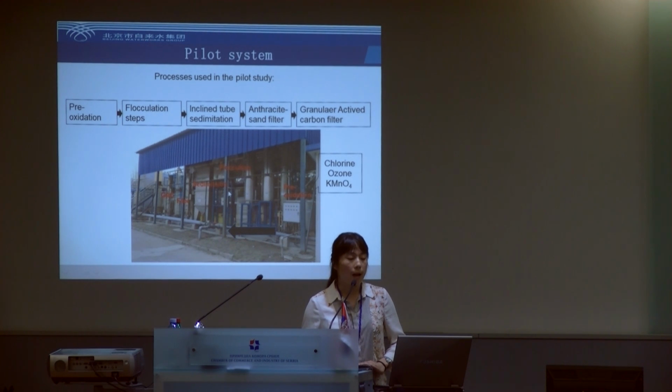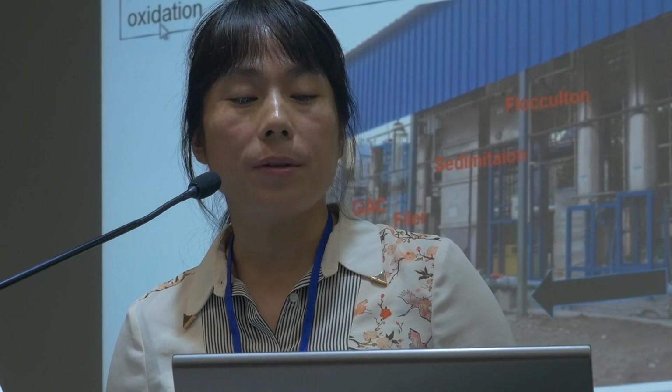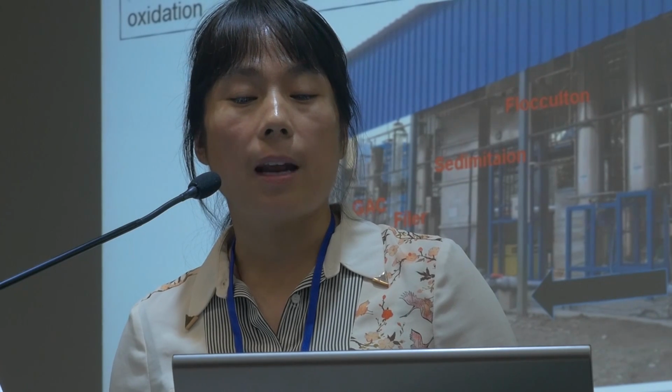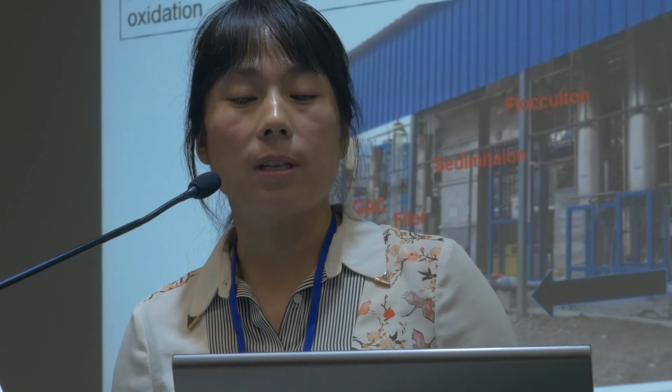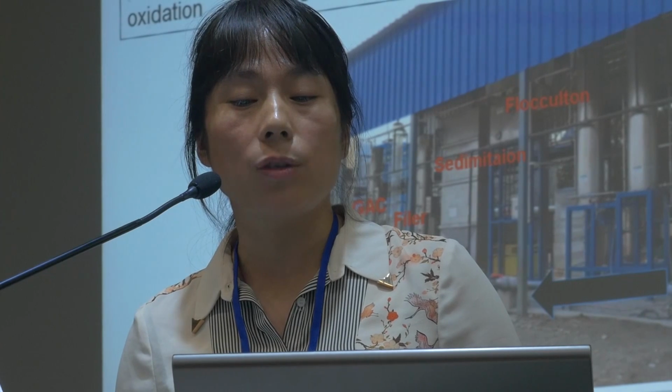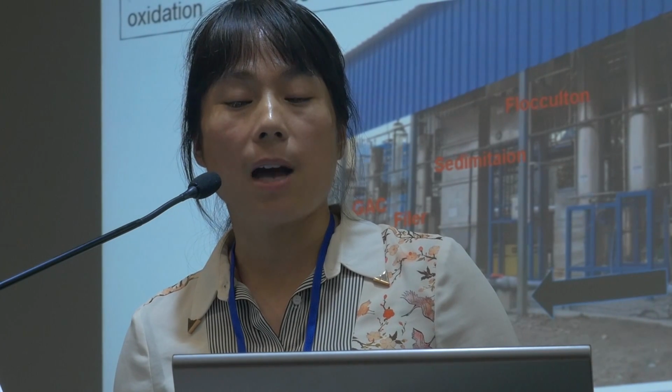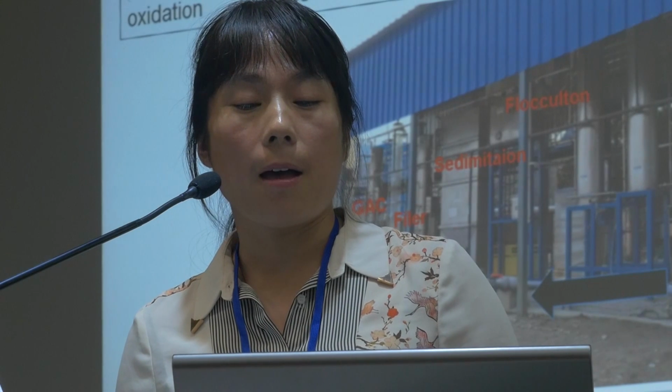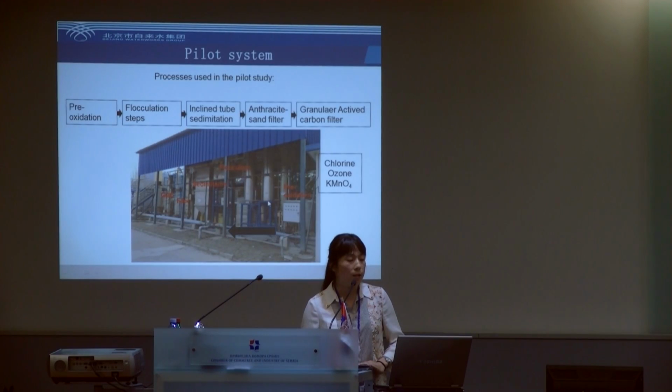This slide is the pilot system in our research. The processes include pre-oxidation, flocculation, inclined tube sedimentation, anthracite sand filter, and granular activated carbon filter. And this picture is the pilot system before coagulation, where the pre-oxidation stage includes chlorine, ozone, and potassium permanganate.